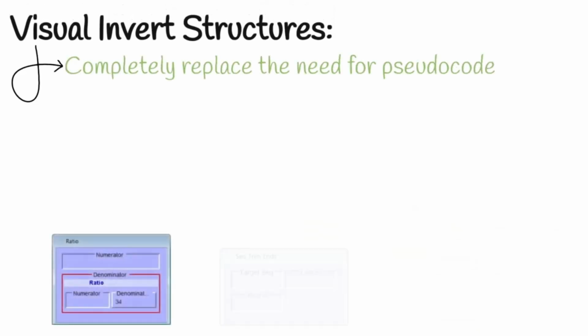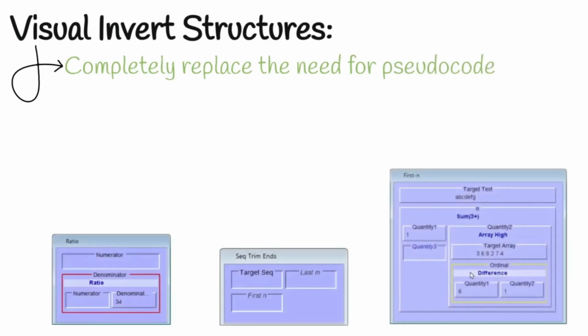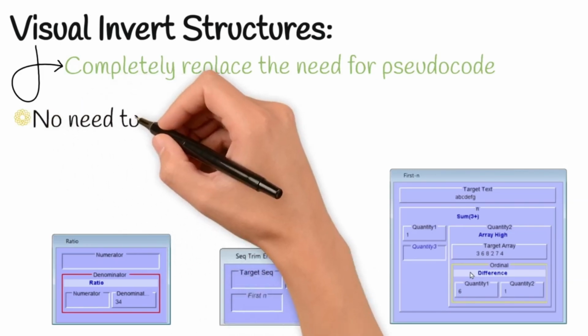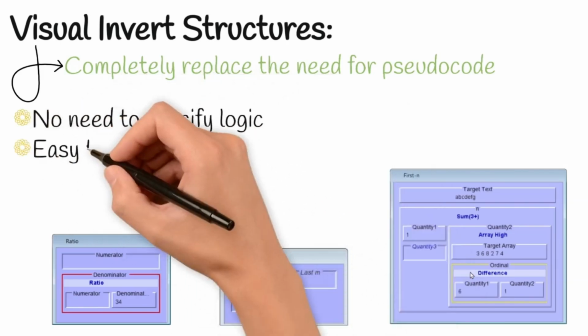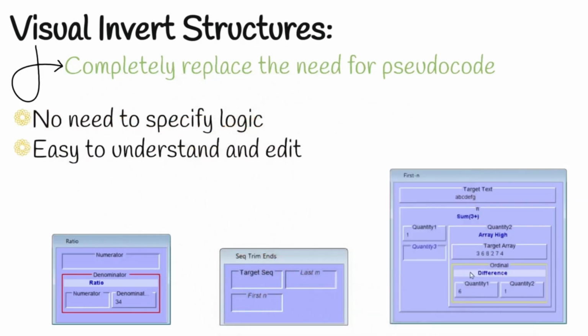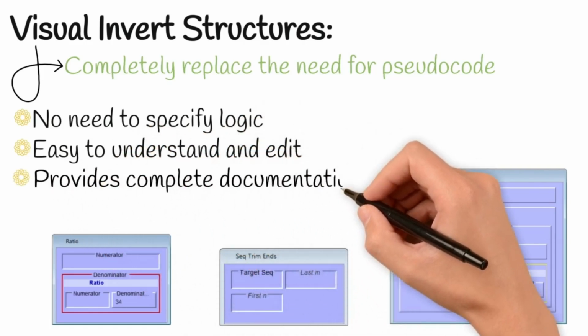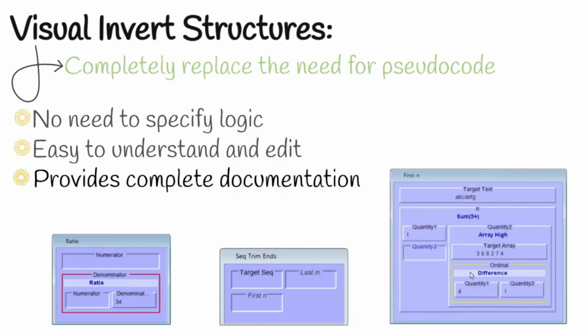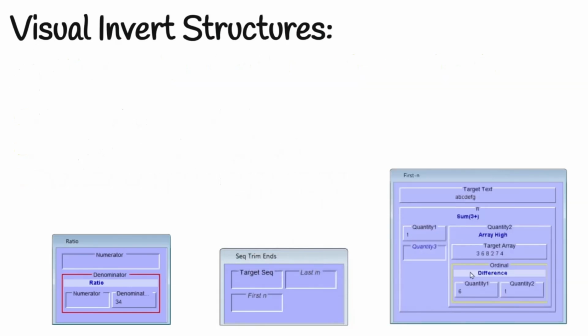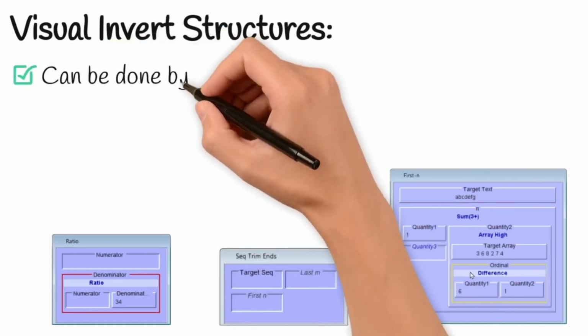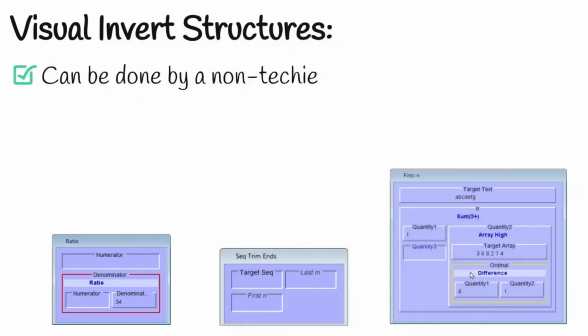The previous video introduced our visual invert structures and showed how they replace the need for pseudocode. They make it possible for a non-techie to specify exactly what they want in precise detail without any need for logic. They're easy to understand and easy to edit. And since the invert structures also serve as your documentation, they're always up to date. In practice, this means that we've found a way that smart non-techie people can specify software of great sophistication without needing to have a background in coding.